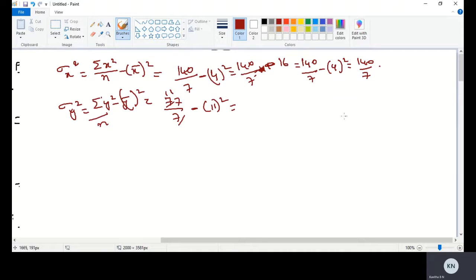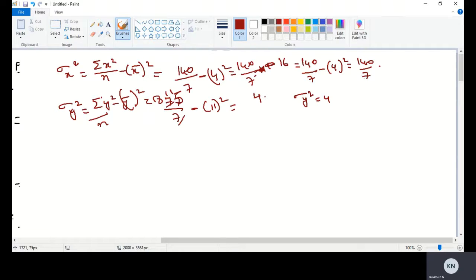Summation of y square is 875. Summation of x square is 875 by 7 minus 11 whole square. Simplify, you will get 4. Sigma of y square is equal to 4.